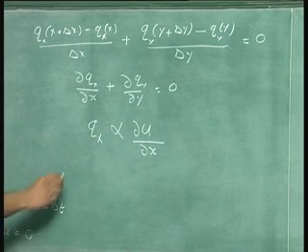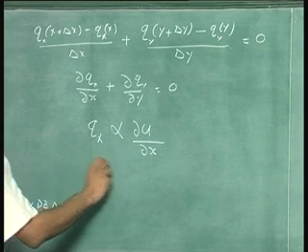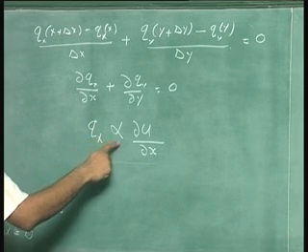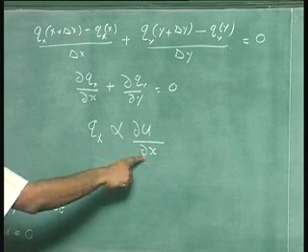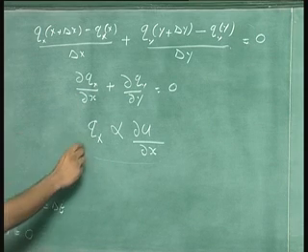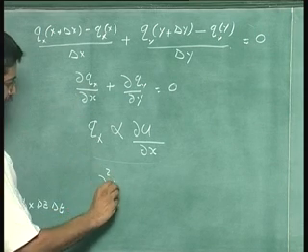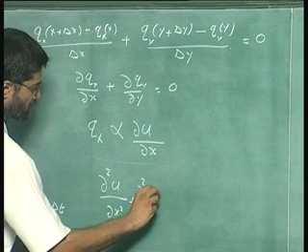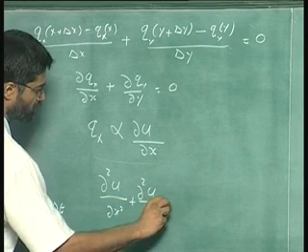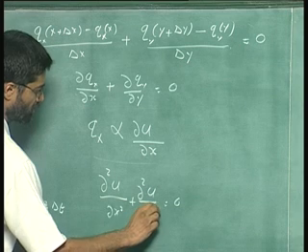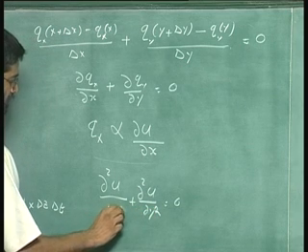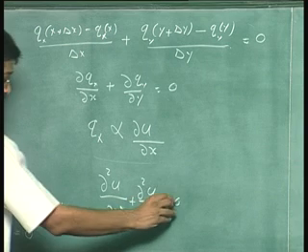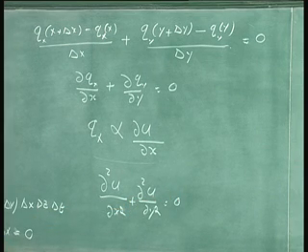Now we substitute this here. So q is equal to a constant times the gradient in that direction. We substitute that, and it gives us del squared u by del x squared plus del squared u by del y squared equal to 0. So that's the Laplace's equation which you are looking for. So this is one case where we obtain the Laplace's equation.